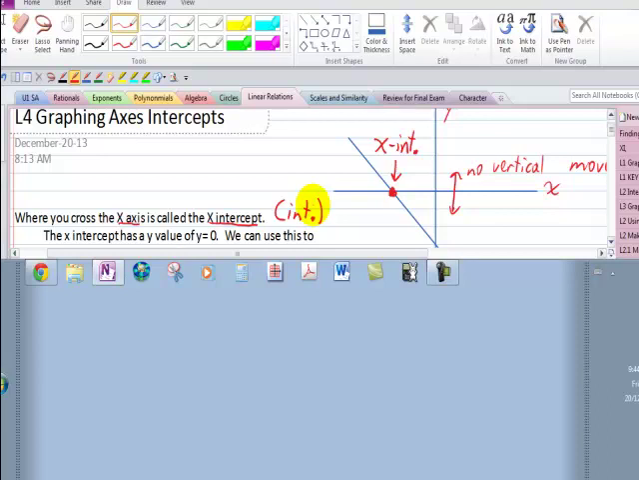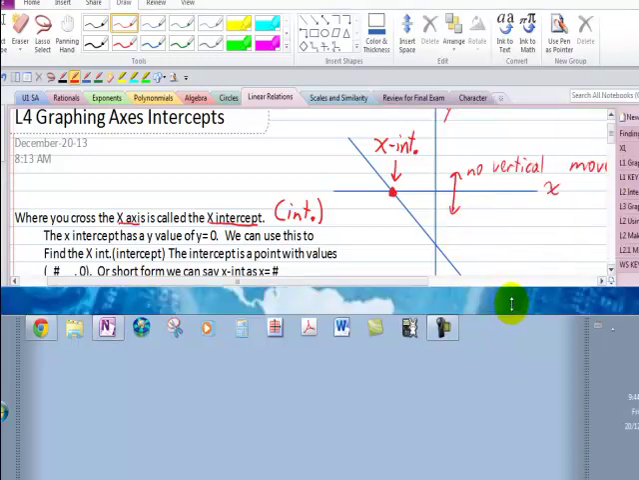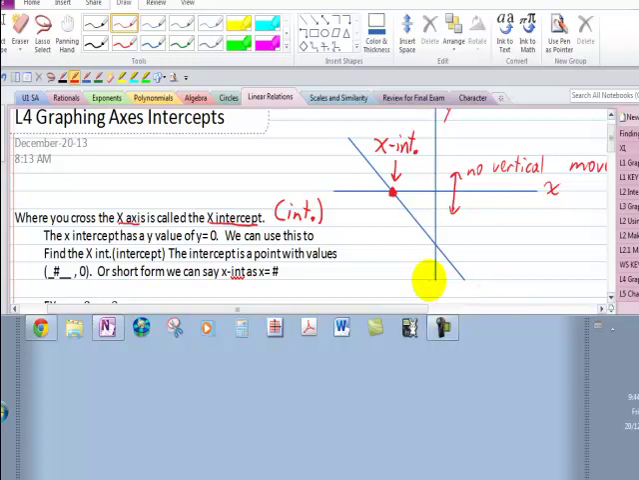Any questions so far? Why does y equal 0? Because you're not going up or down. So, we can use this idea to find the x-intercept. The intercept is a point with values, some number, comma, 0, with 0 being your y value. Or short form, we can say the x-intercept as x equals a number. But we've got to be careful with that because that's also an equation of a line.